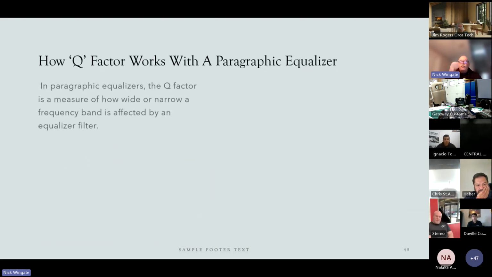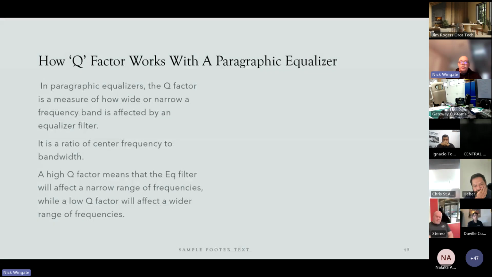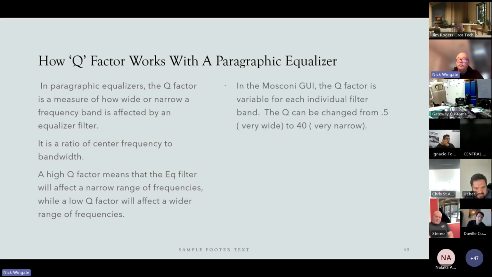So paragraphic equalizers, which is what we have in the Moscone GUI, we can change the Q factor. We can go from a Q of 0.5, which is an extremely wide amount of energy we're going to be working with, or we can go all the way to a Q of 40, as you saw with the notch filter. It's a measure of how wide or narrow the frequency band is that's affected by the equalizer filter. Basically, it's a ratio of the center frequency to bandwidth. So if we have a high Q factor, the EQ filter is going to be very narrow, and if we have a low Q factor, it's going to affect a wider range of frequencies.